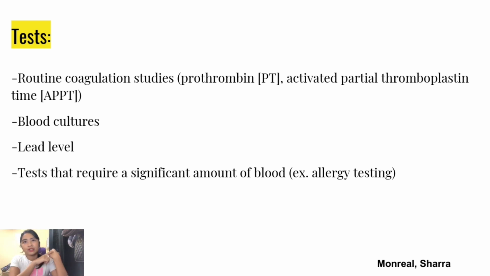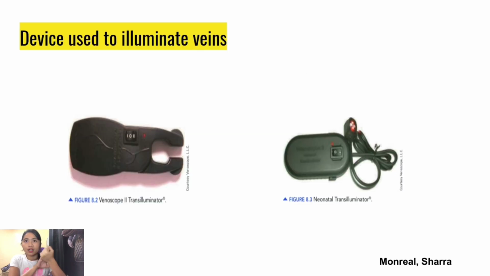Since maliit yung mga veins ng mga bata than those of an adult, mas mahirap talaga siyang hanapin. So we have devices that emit high intensity or infrared light which can be used to illuminate veins in both infants and adults. So first, we have the Venuscope 2 transilluminator.